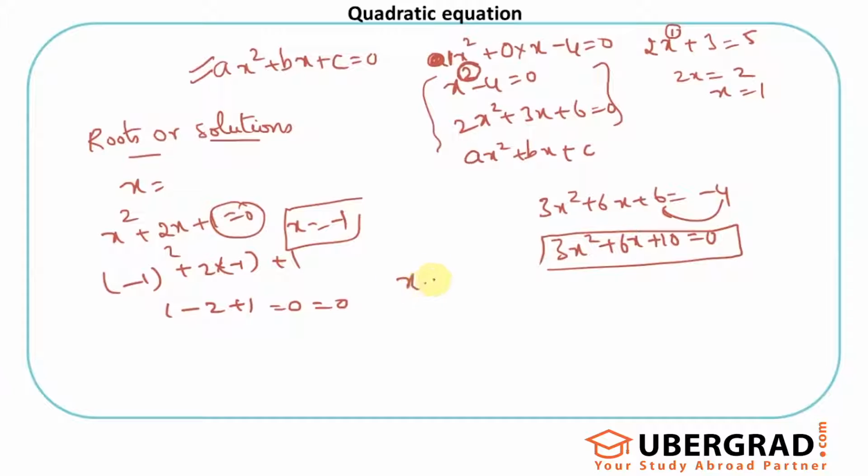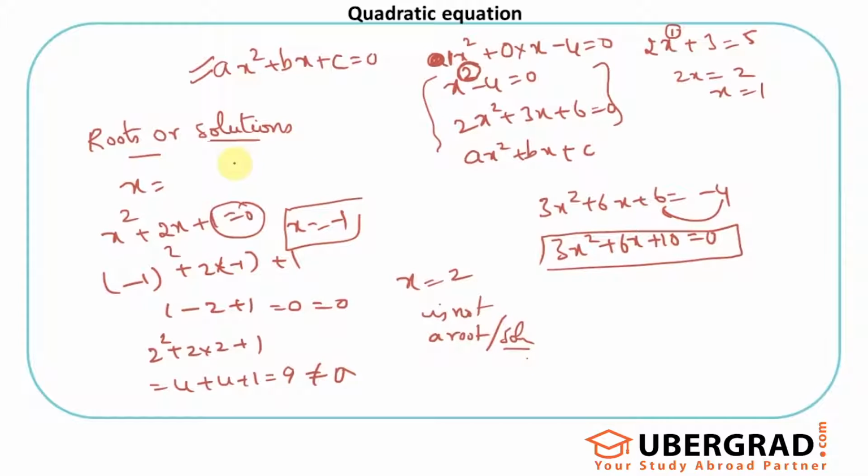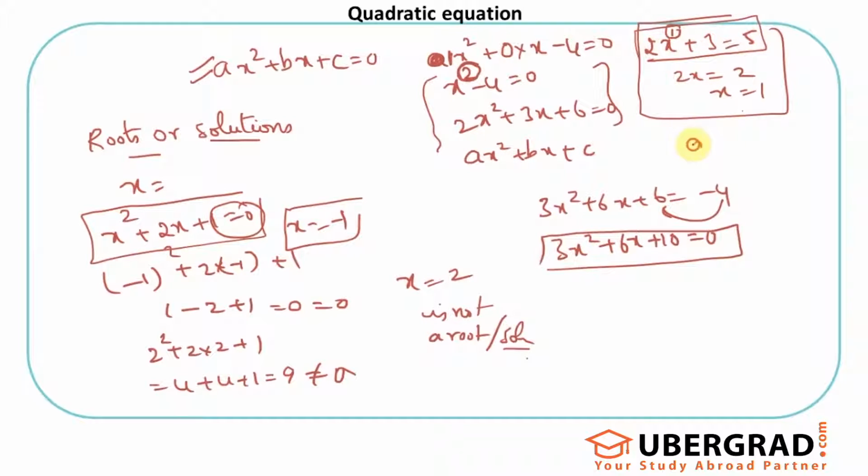If I put x is equal to 2, for example, 2 square plus 2 into 2 plus 1 is 4 plus 4 plus 1 is 9, which is not equal to 0, right? So x is equal to 2 is not satisfying this equation, hence 2 is not a root or solution of this equation. So what values of x would satisfy this equation? Those are called the roots or solutions. If you remember for the linear equation, if x is 1, that will satisfy 2x plus 3 equals 5. So 2 into 1 plus 3 is 2 plus 3 is 5, that is being satisfied.